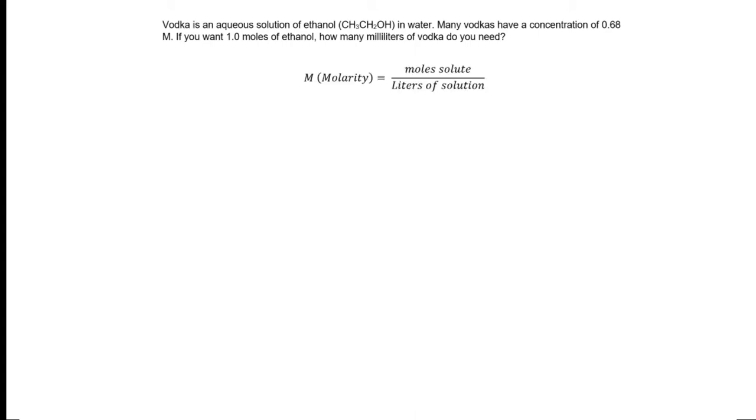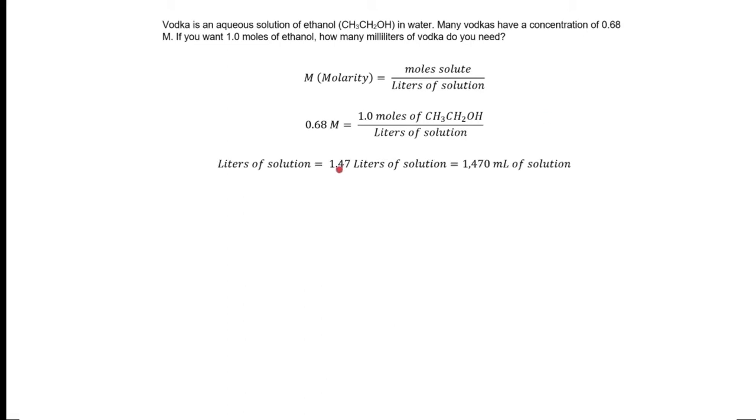Now let's start plugging in the numbers that we know. We know our concentration was 0.68. We know that we want 1 mole of ethanol. Using this, we can calculate our liters of solution, which in this case is our liters of vodka. Doing a little simple algebra, we get 1.47 liters of solution, or liters of vodka. Now, our problem did not ask us for liters, but for milliliters. So a simple conversion from liters to milliliters, we need 1,470 milliliters of solution.